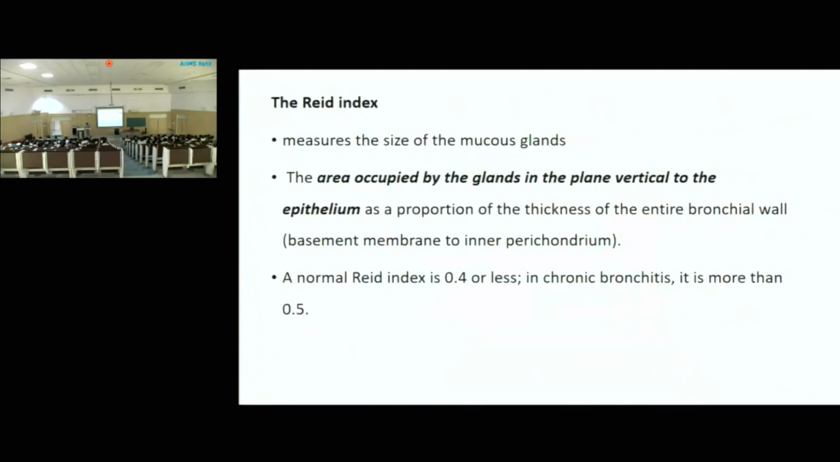So I already told you, it measures the size of the mucosal glands, the area occupied by the glands in the plane vertical to the epithelium, as a proportion of the thickness of the entire bronchial wall, from the basement membrane to the inner perichondrium, and it is normally 0.4 or less. But in case of chronic bronchitis, it is more than 0.5.